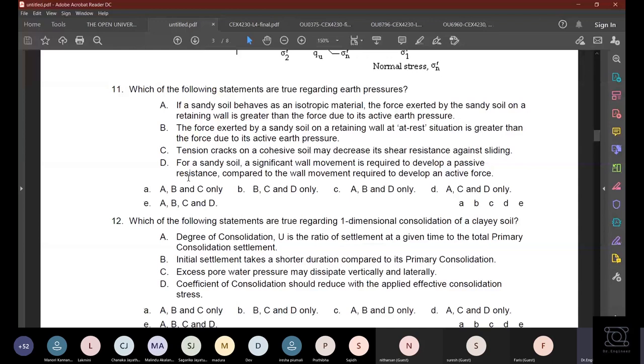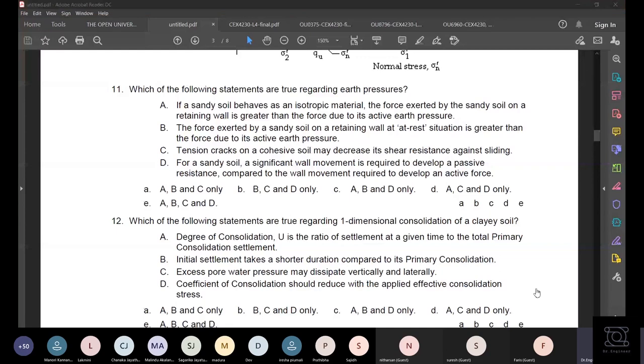So when designing retaining walls, we usually neglect the passive resistance. Though there is a small fill beyond the retaining wall, we usually neglect that and design the retaining wall for safety, right? So in this case, option D is the answer. D is the answer for that one, right?